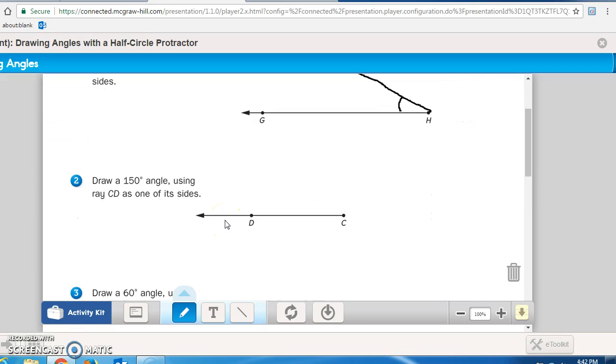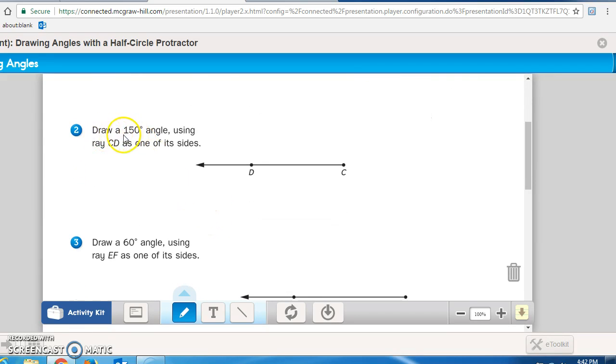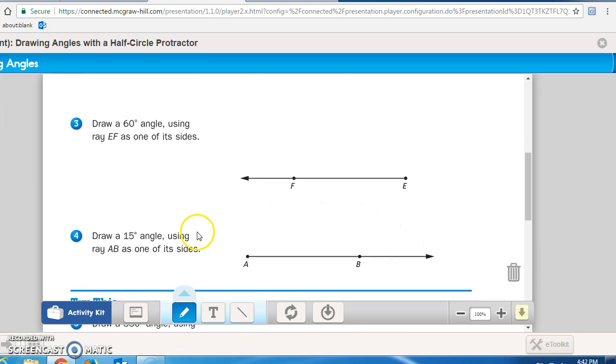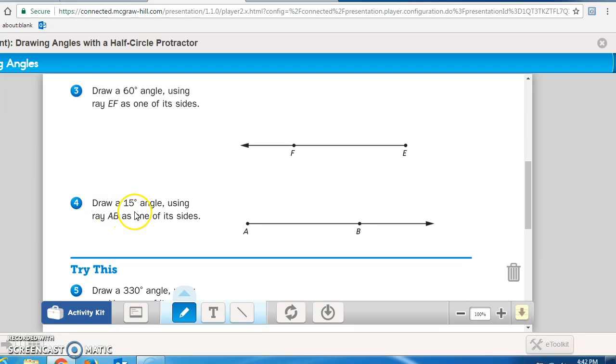On page 216, problem 2 says, draw a 150-degree angle using ray CD as one of its sides. It'd probably be best if you did it kind of up, out, over this direction. Because that way, when you draw a 60-degree angle using ray EF as one of its sides, you're going to be able to draw upward. And for number 4, it says draw a 15-degree angle. Again, use ray AB. Again, if you did the other ones the way I suggested, this one will go up this direction, and you will easily be able to draw them.